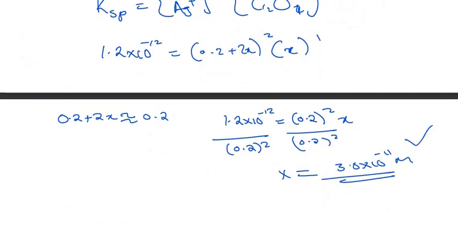So I hope you're able to follow. This assumption is always necessary to avoid using a quadratic. So that's basically what you need. This marks the end of equilibrium.